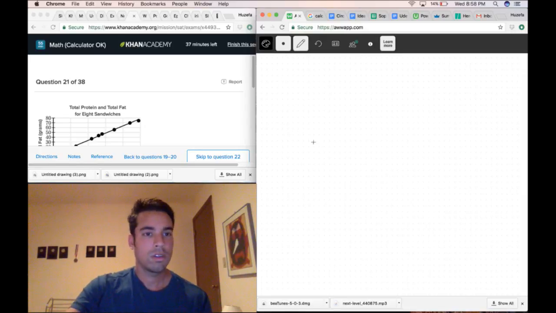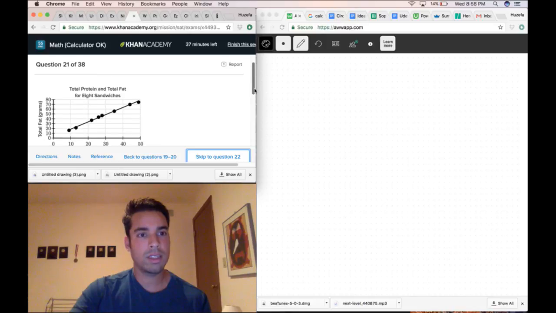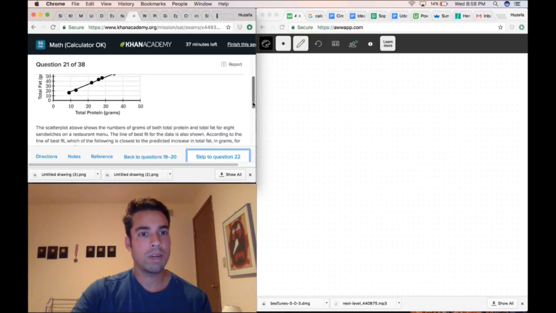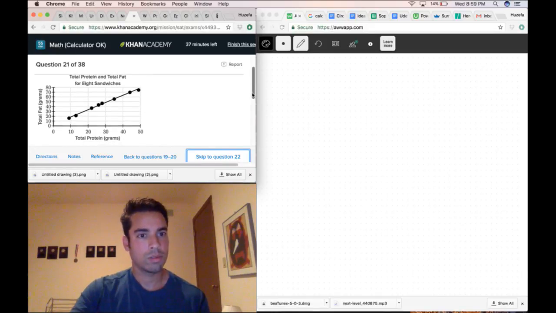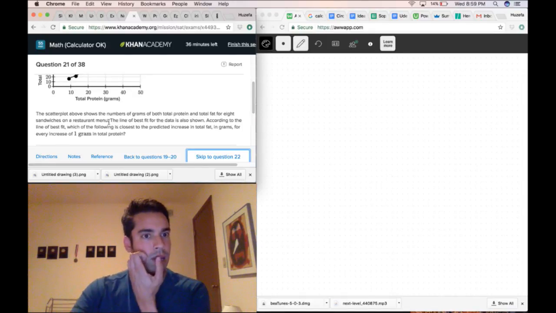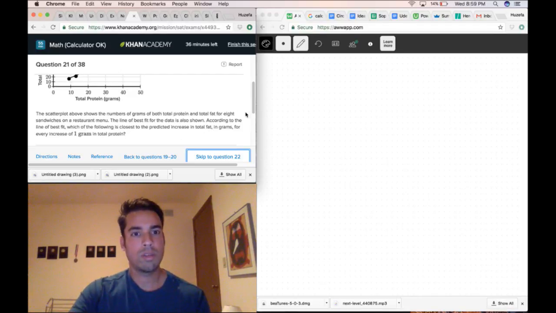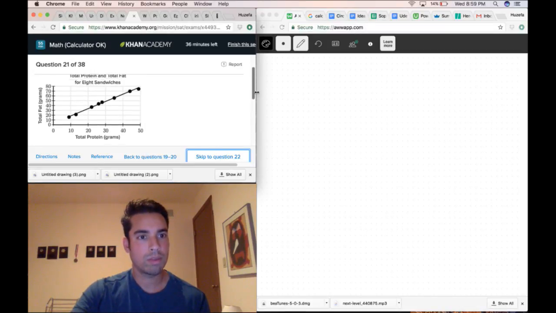All right. Total protein and total fat for 8 sandwiches. The scatter plot above shows the number of grams of both. Okay, we got total fat and total protein. Got it. So as the protein rises, the fat rises. Cool. And the line of best fit for the data is also shown. According to the line of best fit, which of the following is closest to the predicted increase in total fat in grams for every increase of 1 gram of protein?